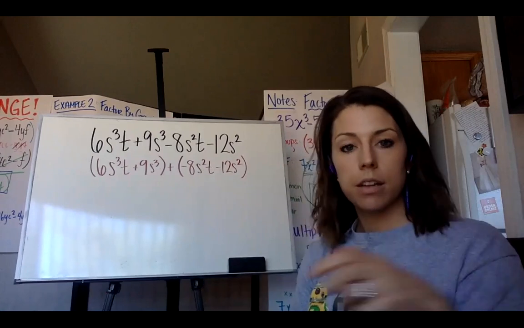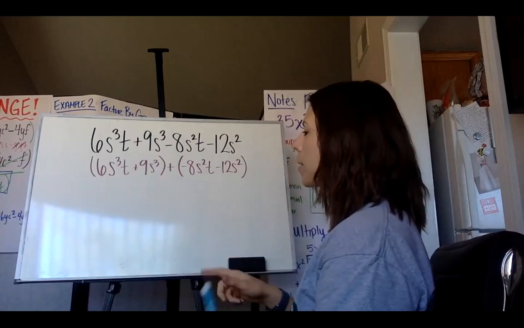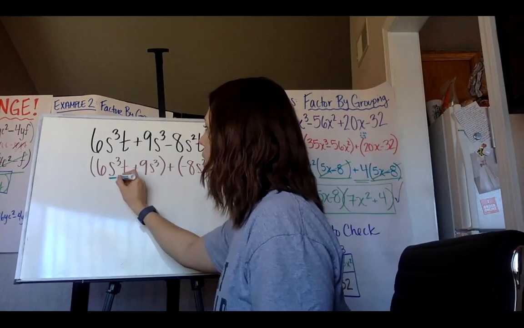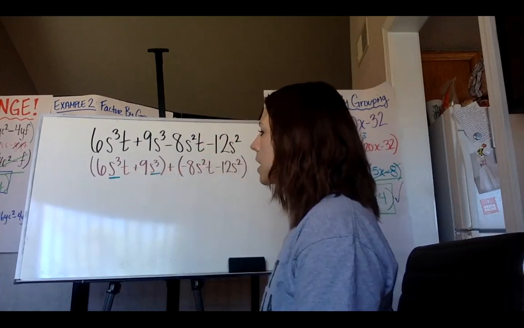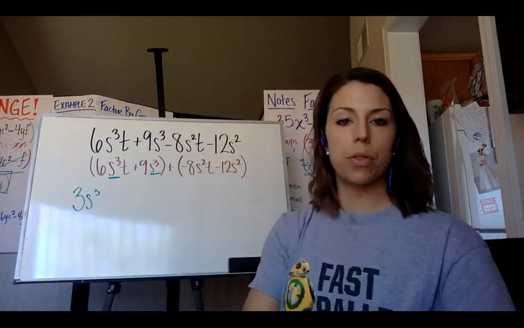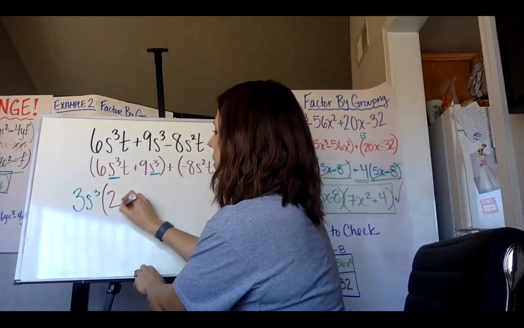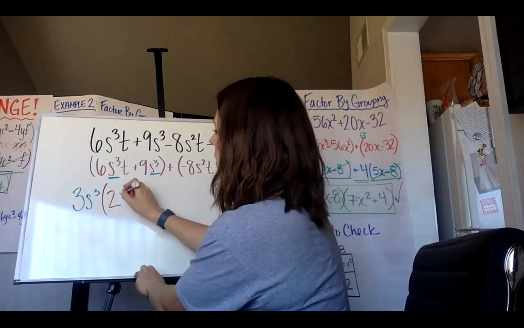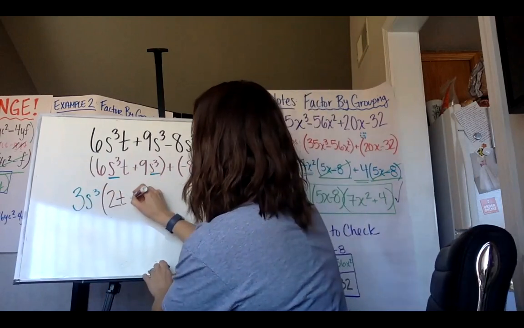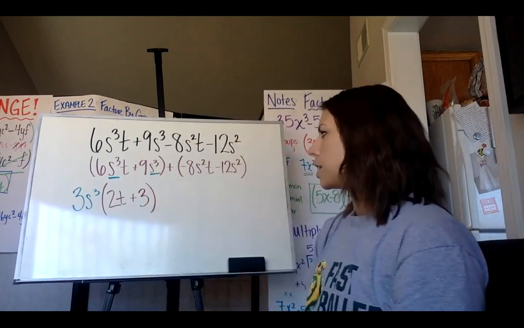All right, greatest common factor. So I know that 6 and 9 have 3 in common, but I also see something else that they have in common. I see this s cubed in common right there. That means I'm going to factor out 3s cubed because I see that they have both of those in common. What does that leave me with? Well, 3 times 2 is 6. I took out the s cubed, but the t is still there. So that leaves me with 2t. 3 times 3 is 9. And I took out the entire s cubed. Nothing else is there. So that leaves me with 2t plus 3.